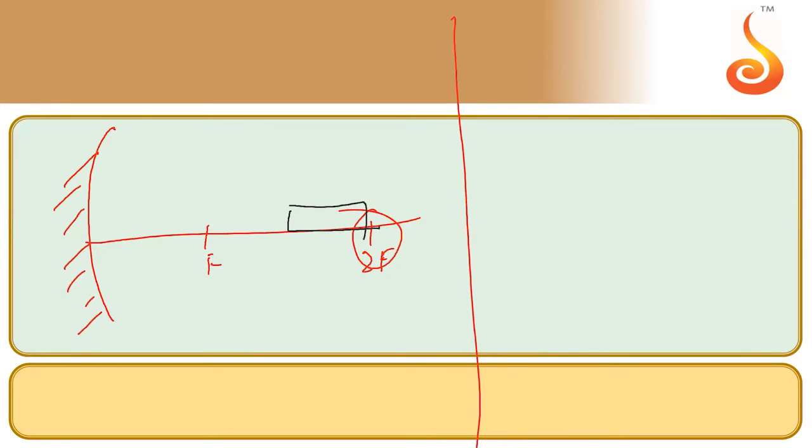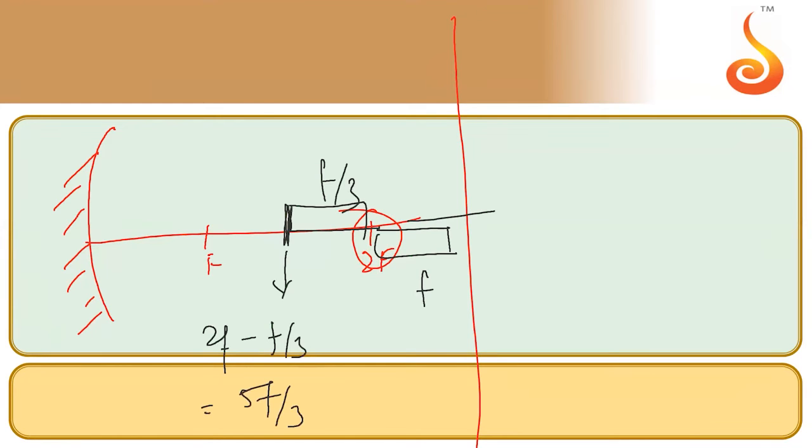Object size is f by 3. I can keep it this way. I can keep it this way also. Suppose I keep it this way, then I'm very sure all of you can figure out that this coordinate becomes equal to 2f minus f by 3, which is equal to 5f by 3. While if I keep it here, then what does the coordinate become? 2f plus f by 3, which eventually lands up becoming 7f by 3.